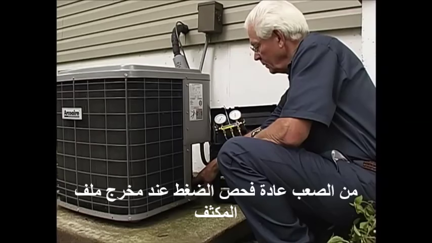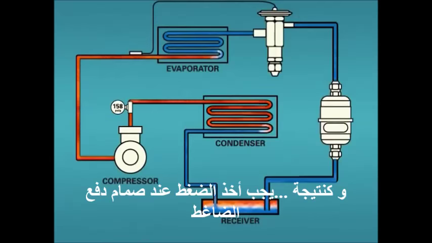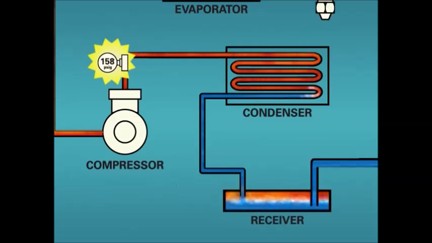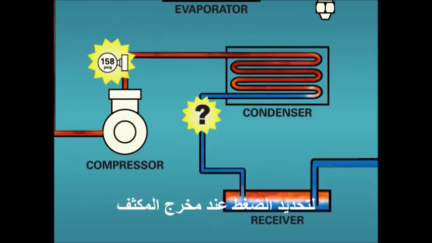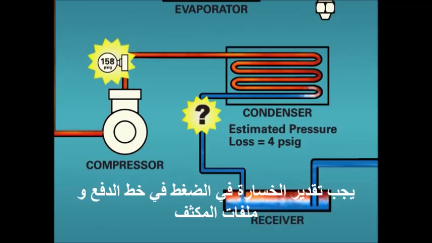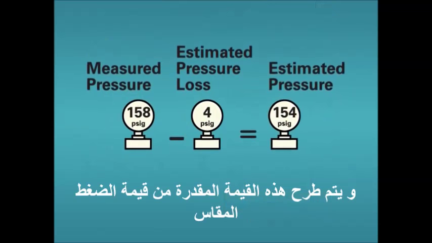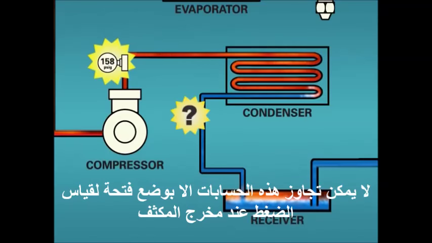It is often difficult to measure pressure at the outlet of the condenser coil. As a result, the pressure must be taken at the compressor discharge service valve. To determine the pressure at the outlet of the condenser, one must estimate the pressure loss in the discharge line and condenser coil and subtract this value from the pressure reading. Only by installing a pressure tap at the outlet of the condenser can we eliminate guesswork.